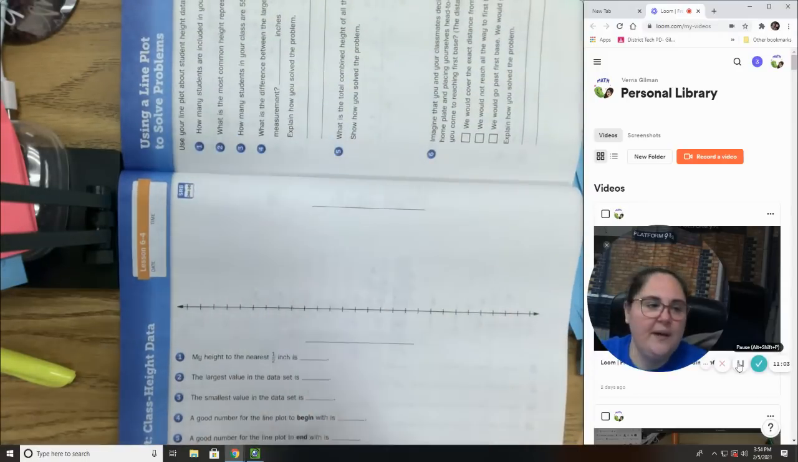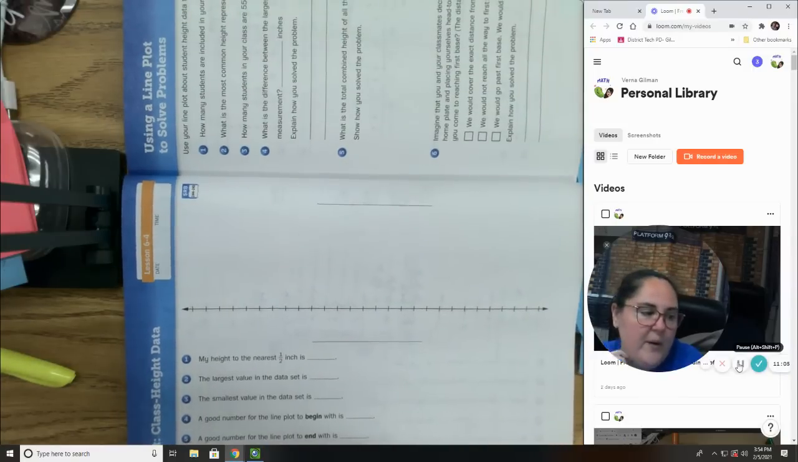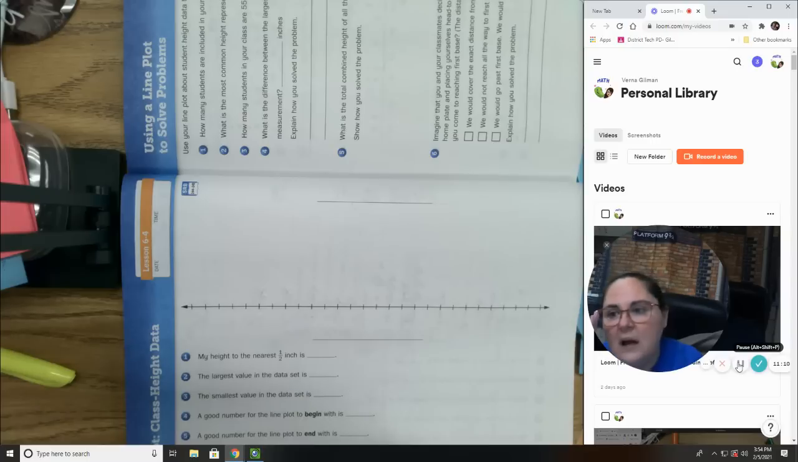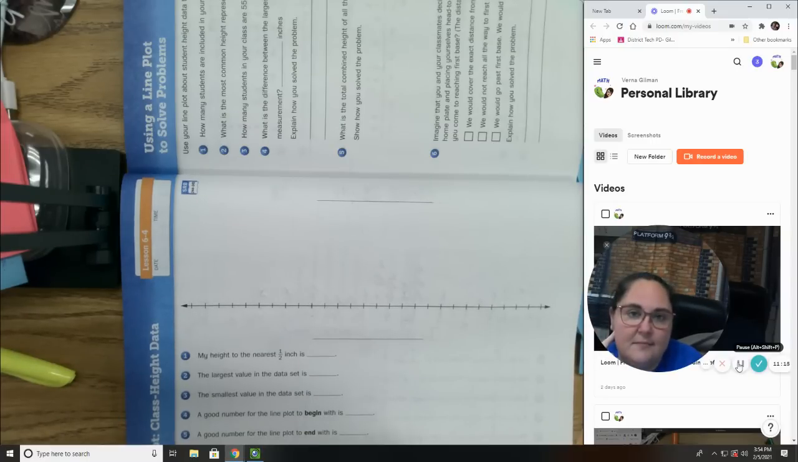All right, so here we go. Now we're going to actually measure class height. Unfortunately, you guys are at home, so I'm going to use the information from my class that I had last year. When you come to my live, we will do another version of this together. It won't necessarily be height, but it will be something that you can measure. And we will do that together.